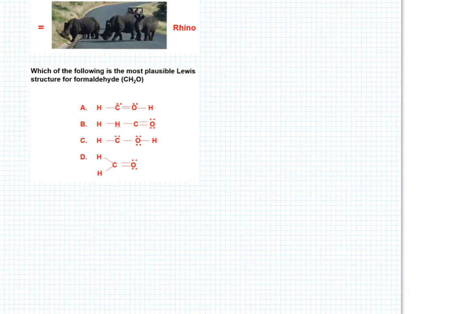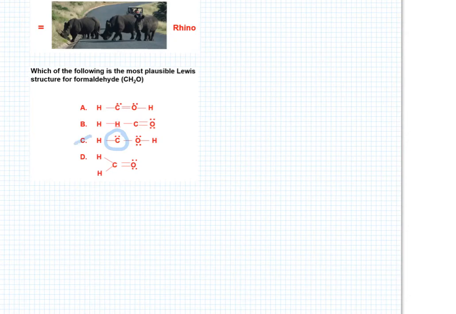Now, C. What's the problem with C if you take a look at that one? If you look at C, you notice it has a violation of the octet rule for carbon. Carbon's never going to violate the octet rule. You will not find carbon violating the octet rule until middle to late organic 2. So for the next year, no molecule you're ever going to have is going to have carbon violating the octet rule.